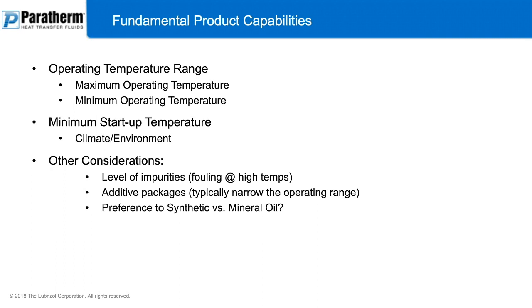So your climate and environment are also very important to consider when you're looking at heat transfer fluid capability. A fluid with a minimum startup temperature above your environmental ambient temperature is going to cause problems when you have maintenance time, when you have to load the fluid, or if you have an unexpected system failure or shutdown. You need to make sure your fluid can actually be pumped through the system to start up.